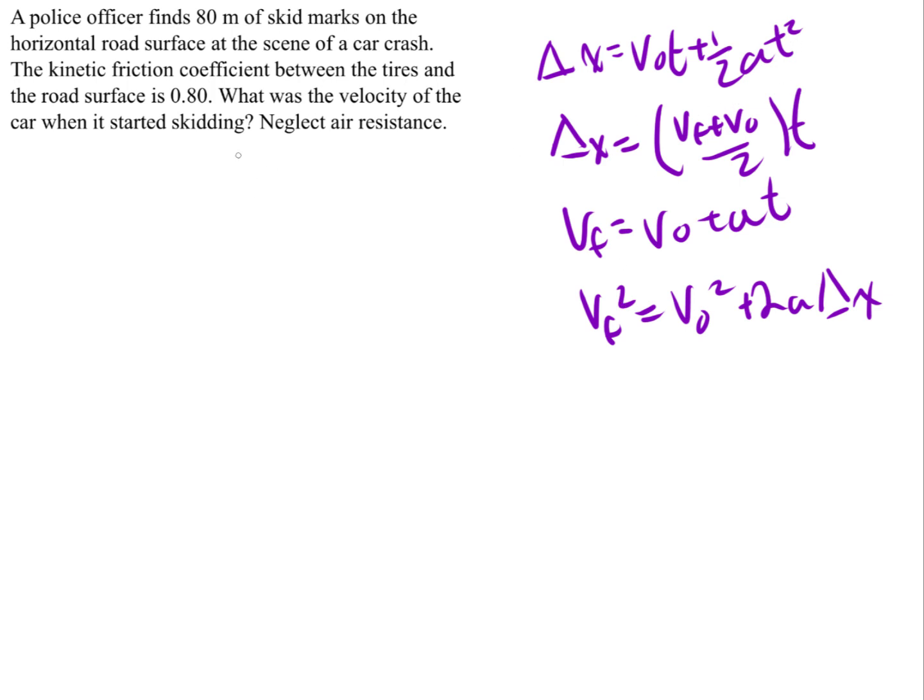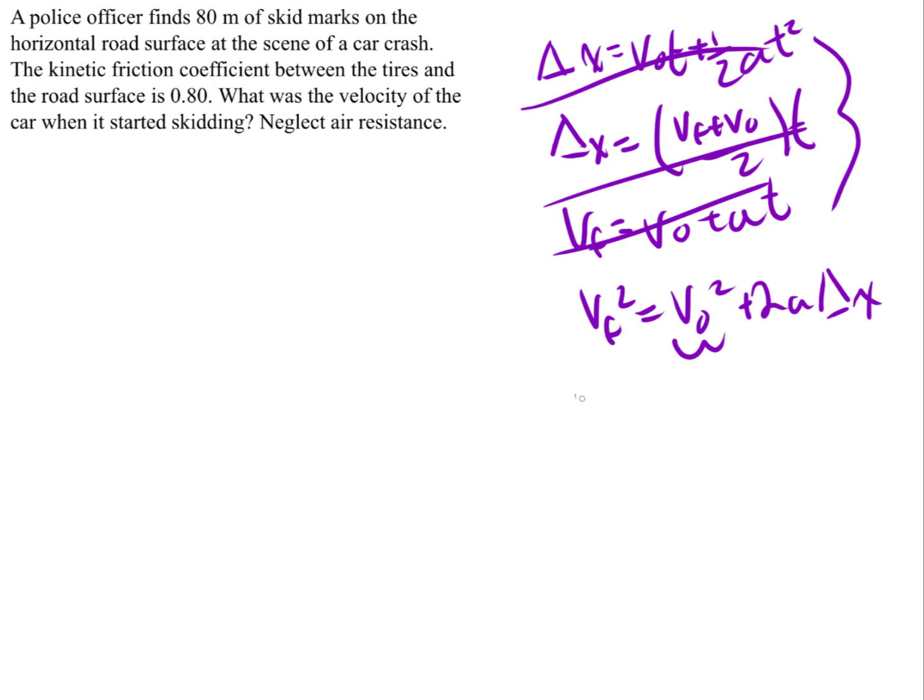So in this problem, we're given the displacement, and we can probably calculate the acceleration because the kinetic friction coefficient is given to us. So the only one that's missing, and the one that we cannot solve for, is time. All 3 of these first equations have time as part of their equation, so we're not going to use any of these. Instead, we're going to use the last one. And we are solving for the initial velocity of the car when it started skidding. So we can use this equation.